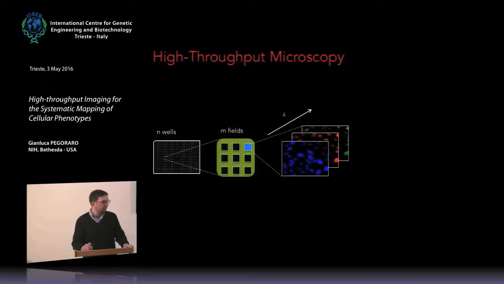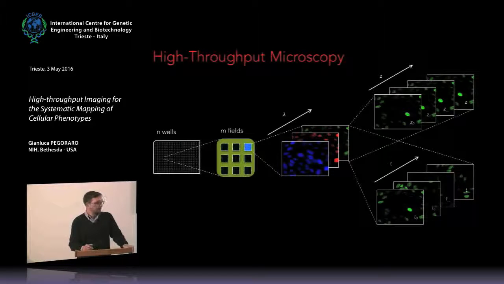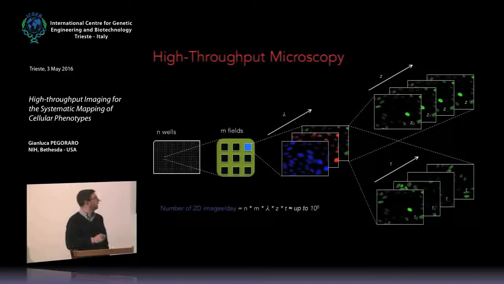And then depending on the high-throughput imaging setup, certain high-throughput imaging systems can also acquire three-dimensional information by acquiring Z-stacks. And finally, it is also possible for certain high-throughput imaging setups to actually run live cell experiments or time-lapse experiments to further acquire information about the temporal dimension of biological processes. It's immediately clear that by multiplying all these different factors, all these different dimensions, the number of images acquired on a per day basis can immediately skyrocket up to about 100,000 images per day.